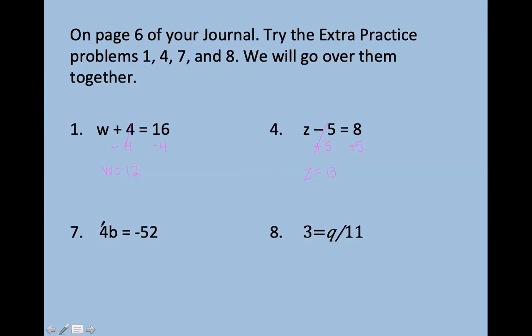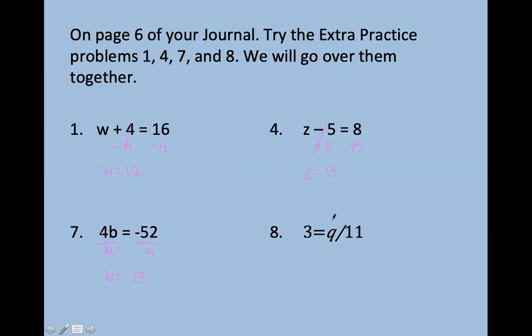All right, let's look at number 7. This time we have a number right next to a variable. That's multiplication. To undo multiplication, divide. And this time 4 divided by 4 is 1b, and negative 52 divided by 4, we should get negative 13.